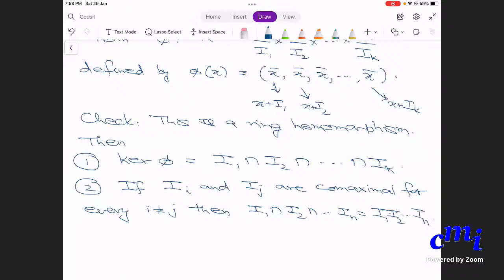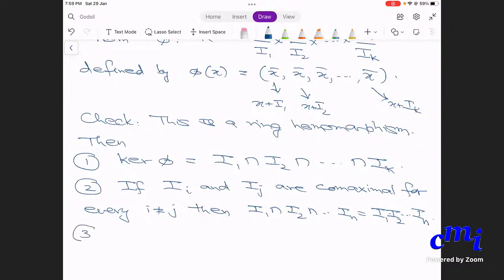Remember that intersection and product usually will not be the same, right? And we said for two ideals, the intersection and the product are the same when they are co-maximal. We are making the same statement for more than two. Suppose I have 10 ideals, and suppose any two of them are co-maximal, then I'm saying that the intersection of all the 10 and the product of all the 10 is the same. So that's the second statement.